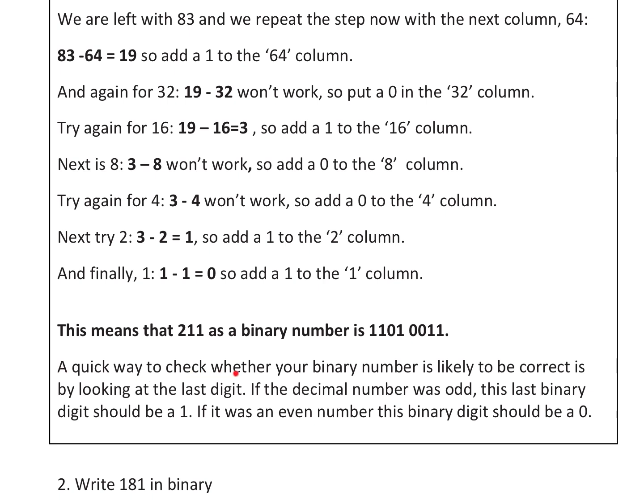A quick way to check whether your binary number is likely to be correct is by looking at the last digit. It's good, it's not perfect, but if a decimal number was odd, the last binary digit should be a 1, and if it was an even number, this binary digit should be a 0. Just a little thing to look out for.